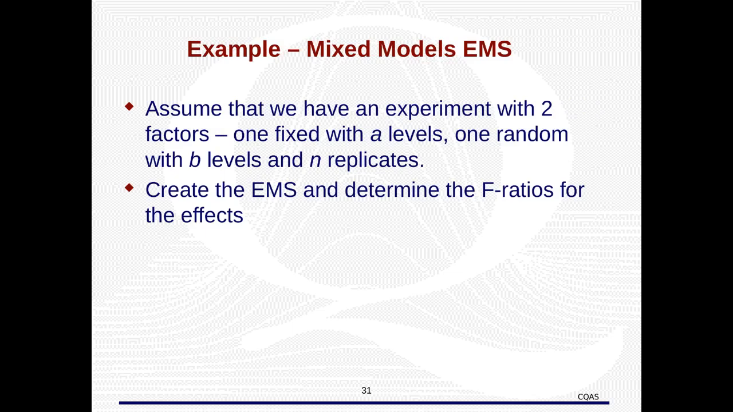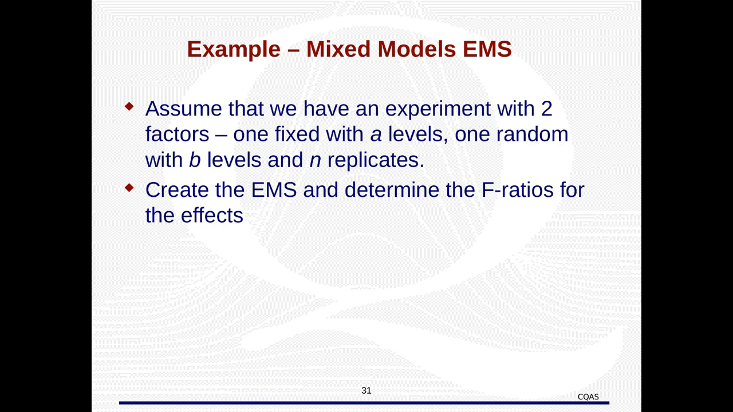Here are the speaker notes for the current slide. Now that we've established how to calculate expected mean squares for mixed models using the rules we set up earlier, let's consider a specific example to illustrate this concept. We have an experiment with two factors, one fixed factor with A levels and one random factor with B levels. There are also n replicates in each combination of these factors. This setup is crucial for determining the expected mean squares, as we'll see shortly.